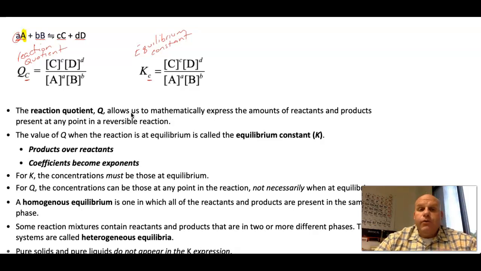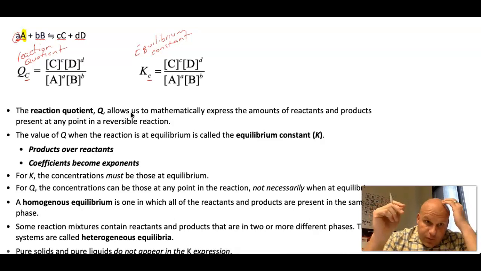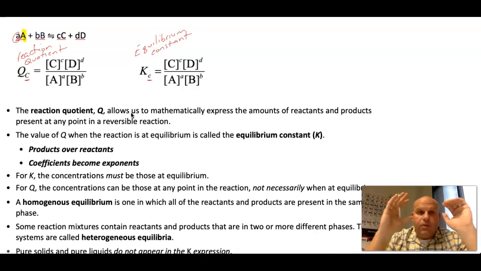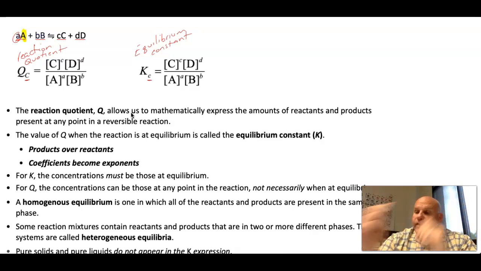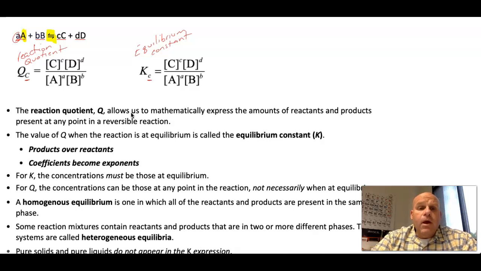Okay, so the reason why I've given both of these to you at the same time is because the process of setting up the expression for both is exactly the same. The difference between the reaction quotient and the equilibrium constant is going to allow us to determine which way our reaction is going. So remember here, our reactions are now reversible. You're going to hear me say some important points here as we set up these expressions.